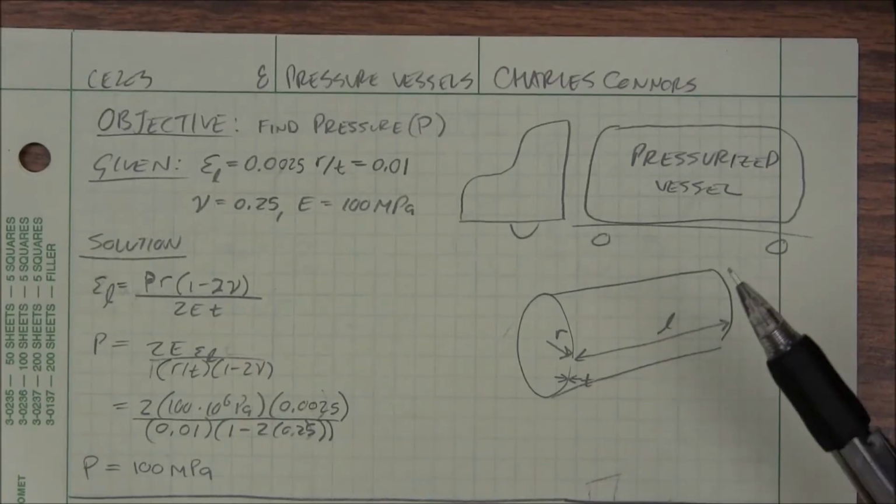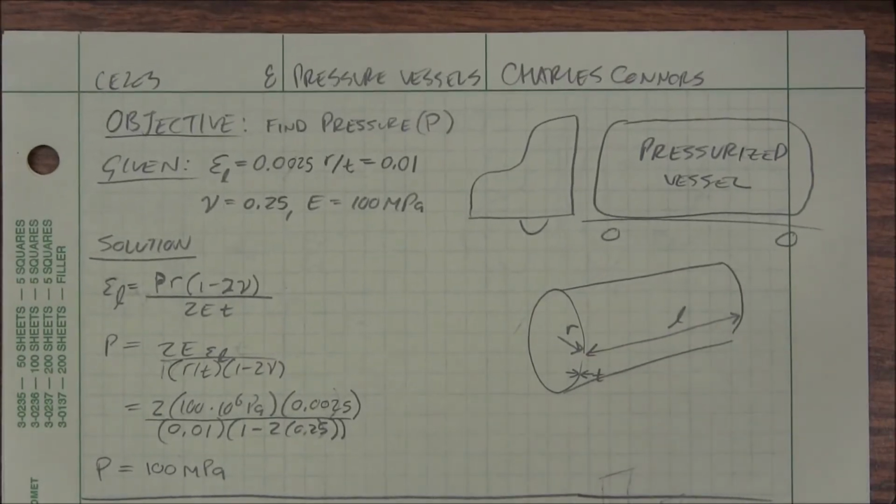Okay, so we got some kind of pressurized vessel. What that means is I have some kind of container. It's containing, doesn't really matter what it is, but it's causing stress on the metal or the material I have, and we can calculate what that is.